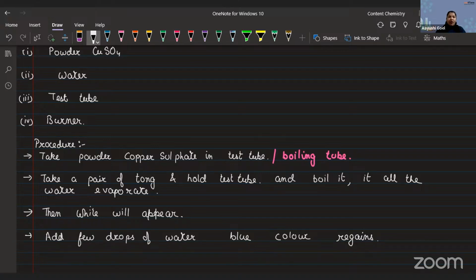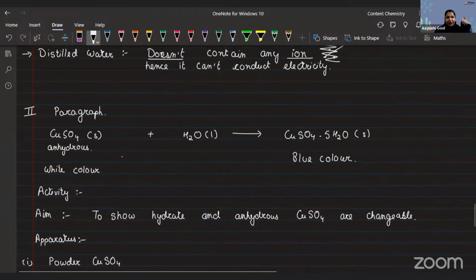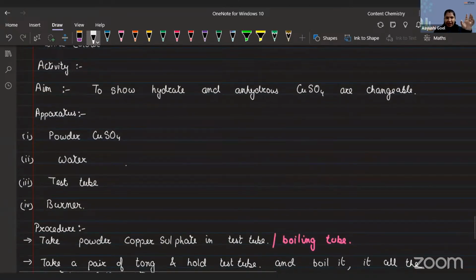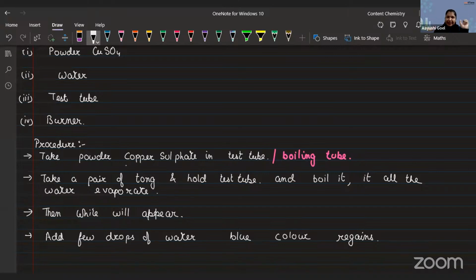Now observe how I have written everything in the process. First, I have given them a complete reaction. Second, I have written activity, aim, apparatus, procedure. So just by seeing that, I'll get full mark.